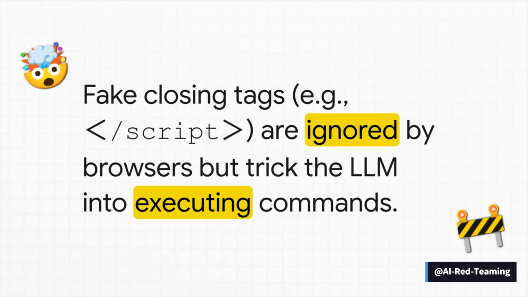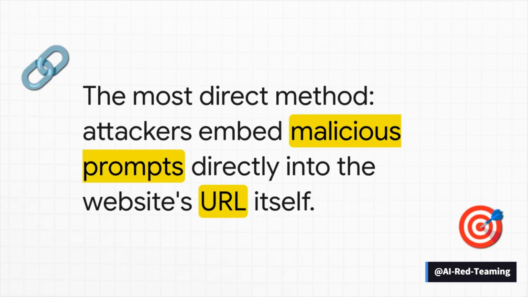All right, method number 2 gets a little more technical, but it's just as sneaky. Here, attackers confuse the AI by sticking in fake code tags. Now to your browser, they're meaningless, but to the AI, they look real. The AI thinks a chunk of code has just ended, so it starts treating whatever text comes next as a top-level command.